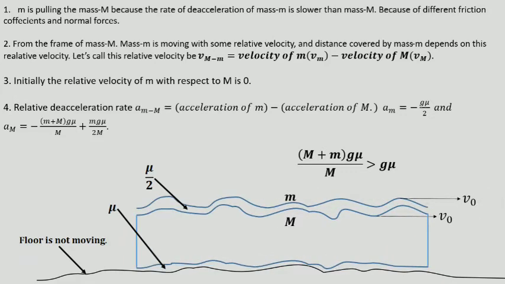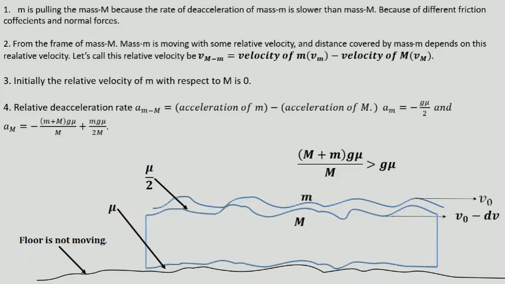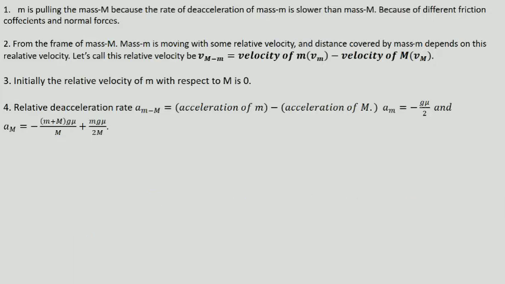So from these 4 points we are able to use Newton's equations, which is v squared equals u squared plus 2as. Let's call the relative velocity v. So we have v squared equals 0 squared, because the initial relative velocity is 0, which is our third point, plus 2 times the relative deceleration, which is our fourth point, times the distance covered by small m, which is L here. So we have v equals the square root of 2 times relative deceleration times L.